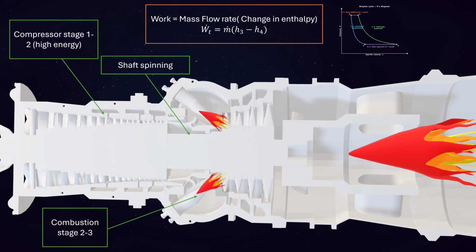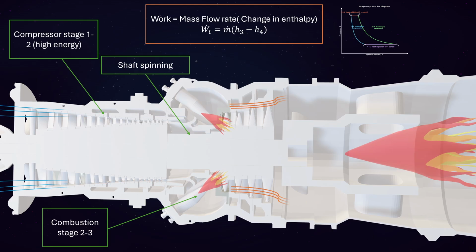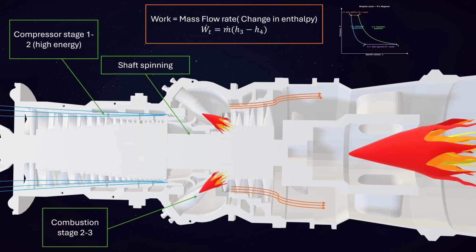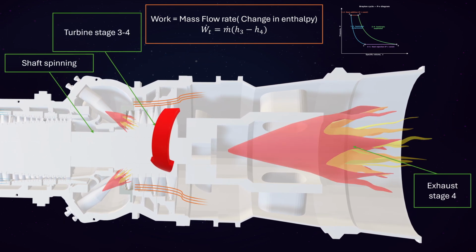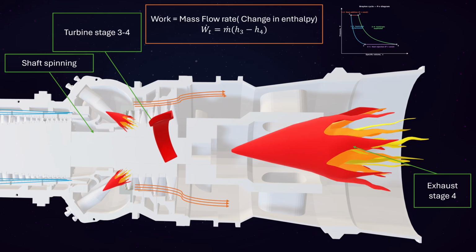This high enthalpy gas hits the turbine blades, and instead of us doing work on the air, the air itself does work on the turbine. Using the same equation, we see the enthalpy drops from H3 to H4. That lost enthalpy is the gained mechanical energy that spins the shaft. So, where does all that energy go? Part of it loops back to keep our compressor spinning, literally fueling itself, while the rest is our net output.